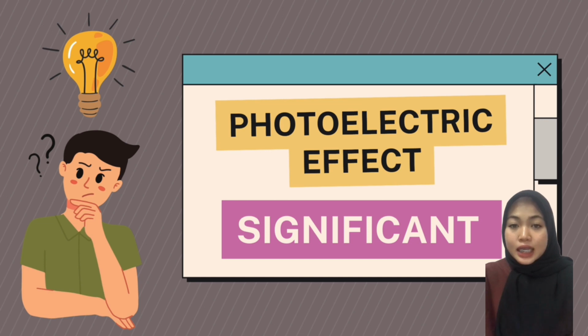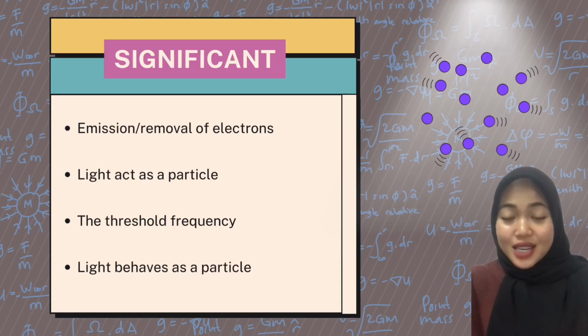What is the significance of the photoelectric effect? The significance of the photoelectric effect is the emission or removal of electrons, normally from the surface of a metal. This is done as light is shone on the metal. This is very useful proof that light can act as a particle due to the fact that there is a threshold frequency above which the photoelectric effect only works.